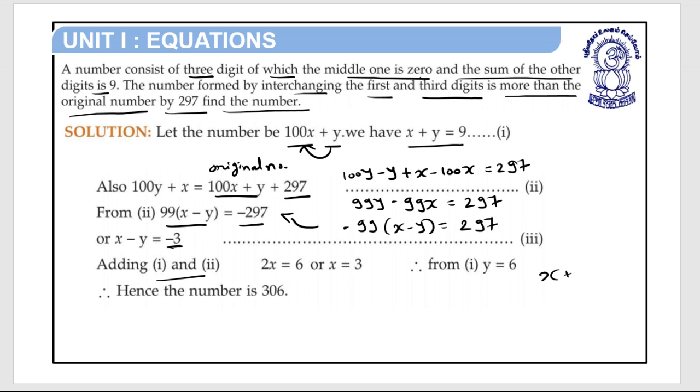So x plus y is equal to 9. x minus y is equal to 3. So 2x is equal to 12. x is equal to, 9 plus 3 here. So 9 plus 3 is equal to 12. So x is equal to 12 by 2, which is equal to 6.